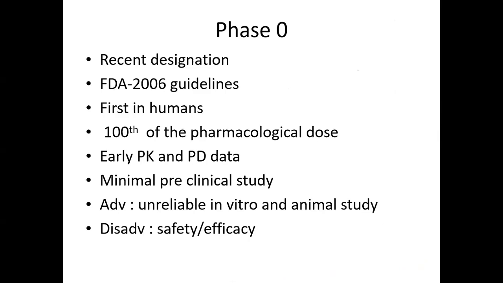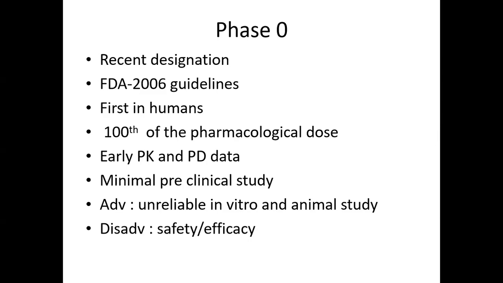The phase 0 clinical trial was not there earlier, but it is a recent designation, included in the US FDA 2006 guidelines, which is done in humans first. And here in phase 0, microdosing is given, that is 1/100th of the pharmacological dose is given to that particular subject. And this is actually not very successful. 1/100th of the dose is given to study the early pharmacokinetic and pharmacodynamic data.